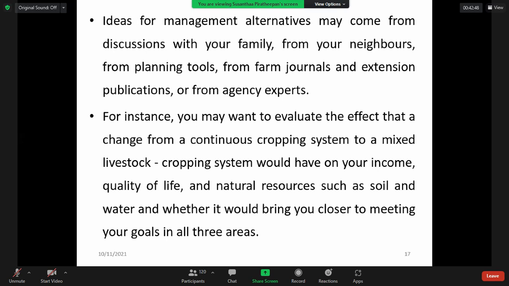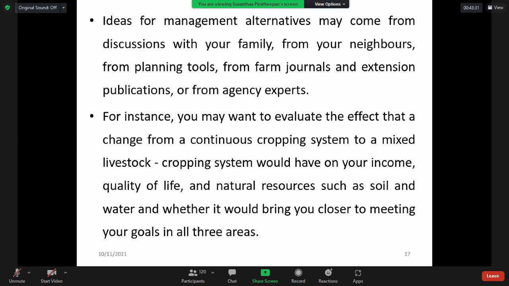For instance, you may want to evaluate the effect of change from a continuous cropping system to a mixed livestock system. For example, you have a continuous, sole cropping system, and you want to change it to an integrated farming system. So here they mention a mixed livestock and cropping system. You would want to check your income, quality of life, and natural resources, and whether they bring you closer to meeting your goals or not.